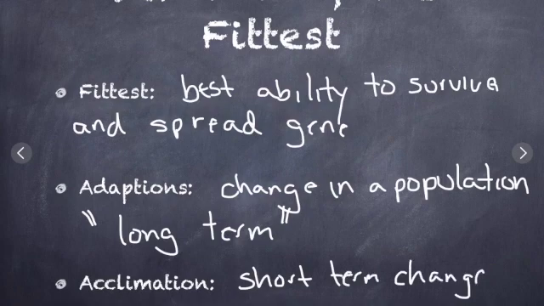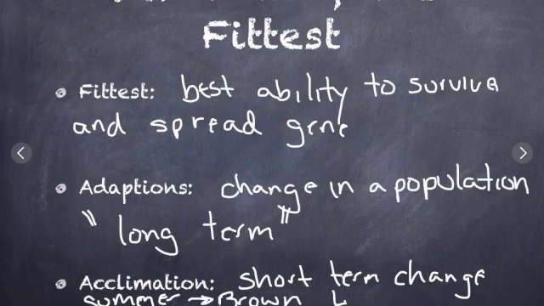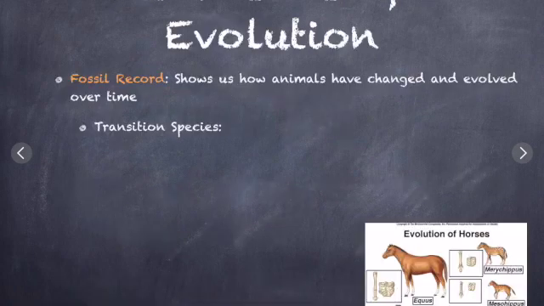So in this case, for example, the Arctic fox in the summertime, he's not white in the summertime. He is brown. Now, in the winter, to blend in, they change to white. So this is a short-term acclimation to their surroundings.